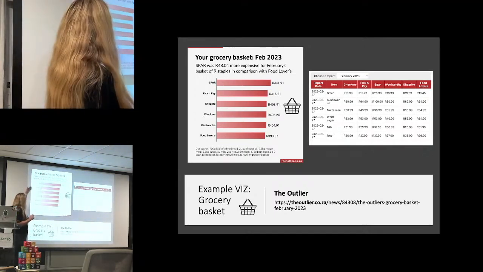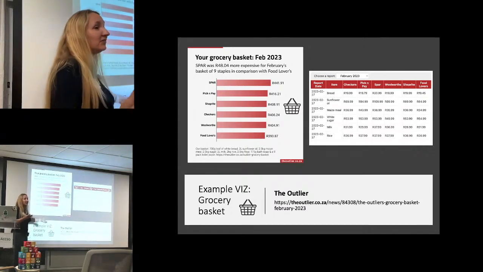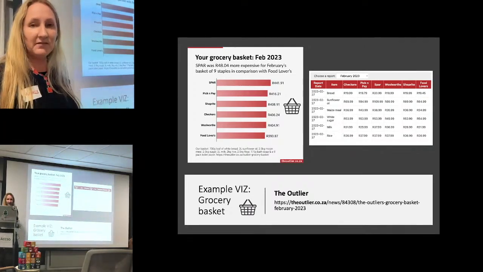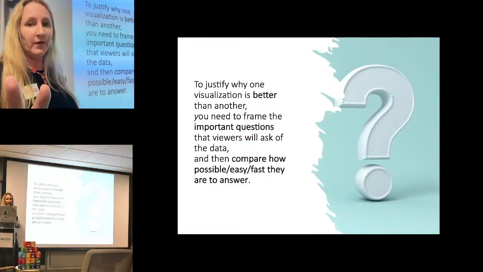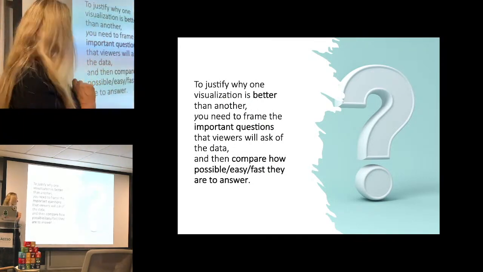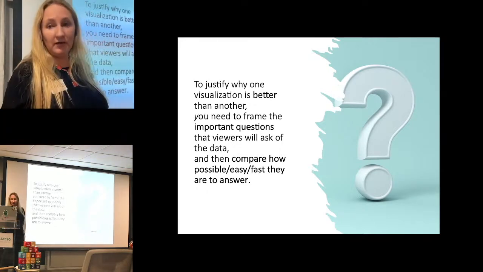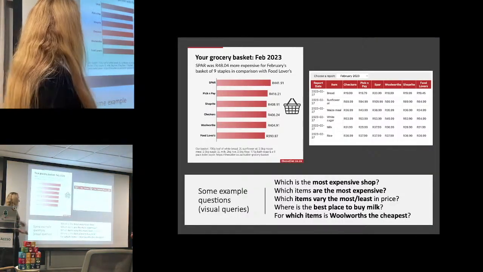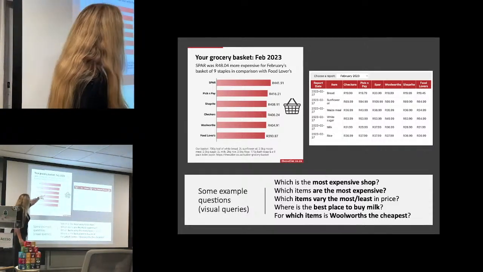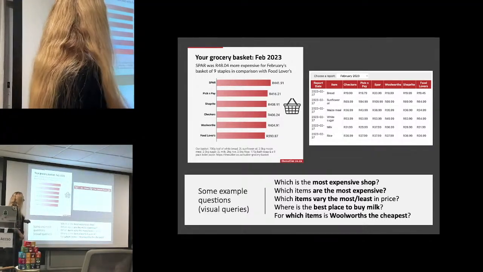How much would it cost if you went to Spar? Interestingly, Woolworths in February isn't that much. That's something you discover from the data. But how can we improve this? You need to frame important questions that viewers will ask of the data and then show how easy they are to answer in different options. So you could say, which is the most expensive shop? That's easy to answer visually, with length. That's easy to see. Very easy to answer.